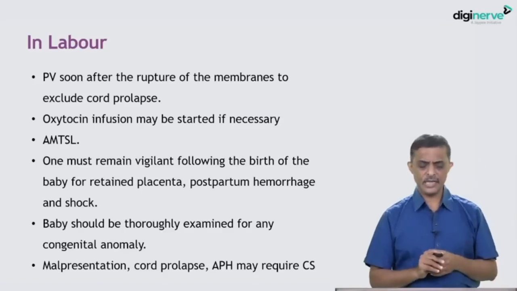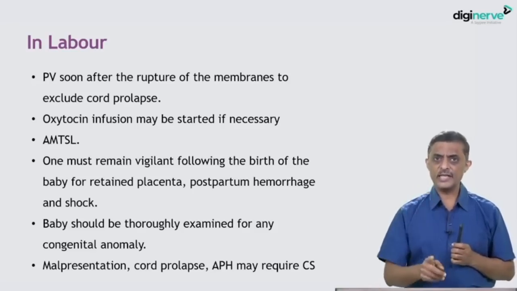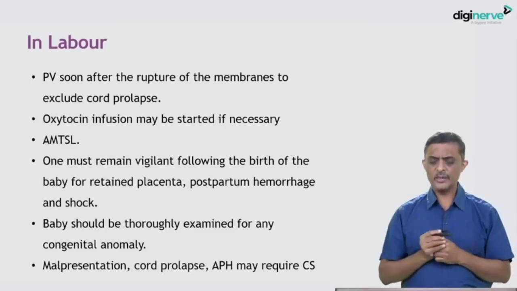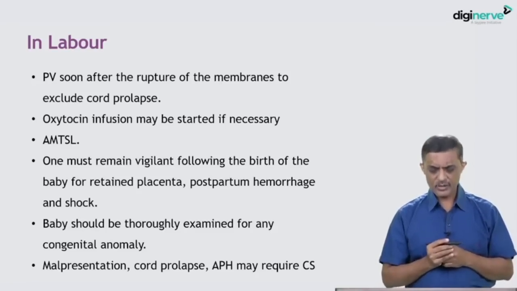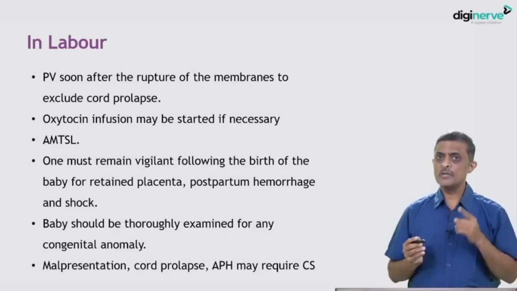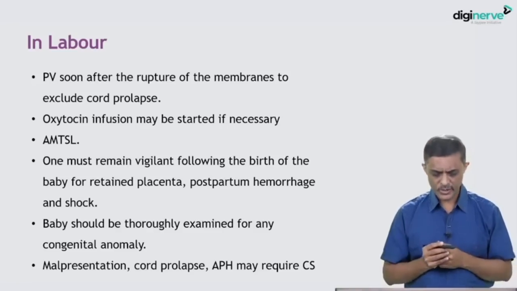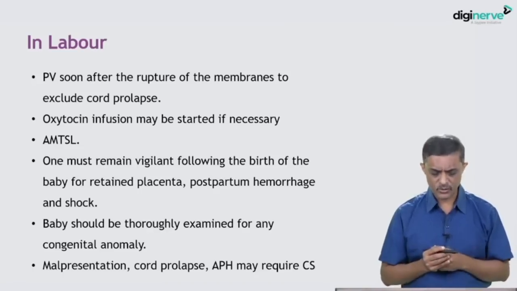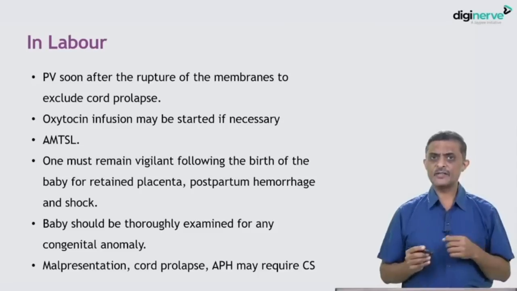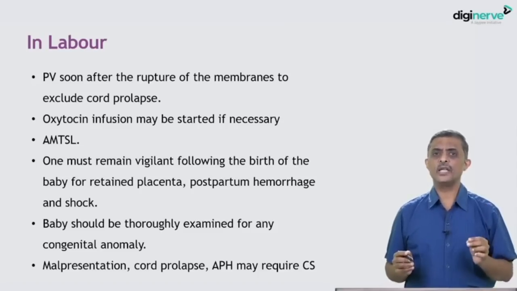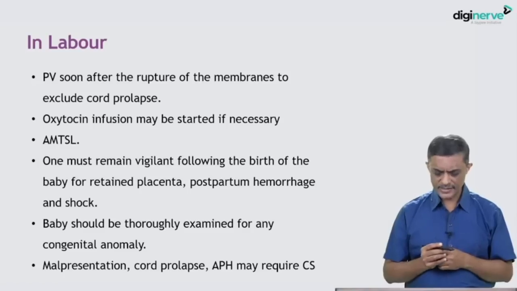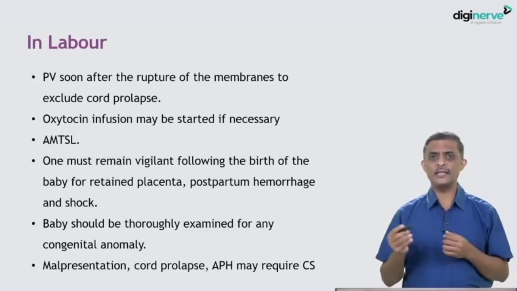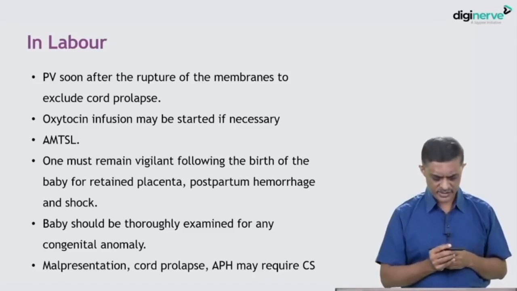So how do we manage them in labor? Do a vaginal examination to rule out cord prolapse and also to confirm the presentation after membranes rupture. Oxytocin may be necessary because most often they can have uterine inertia. Active management of the third stage of labor is very crucial to prevent atonic PPH, and after birth of the baby, you should be watching carefully for the possibility of retained placenta, postpartum hemorrhage and shock. So you should be equipped to handle this with some amount of blood reserved.